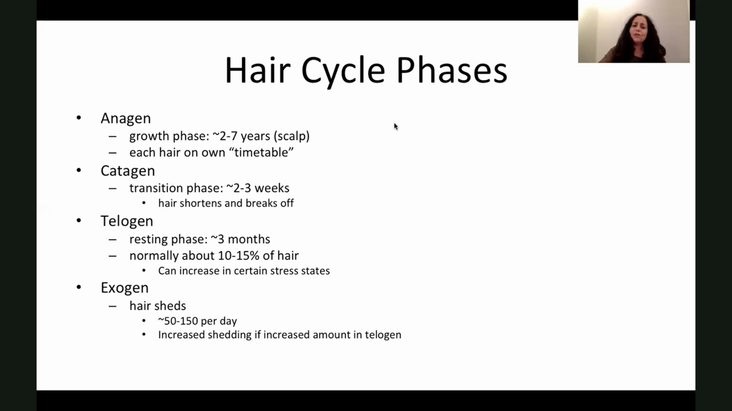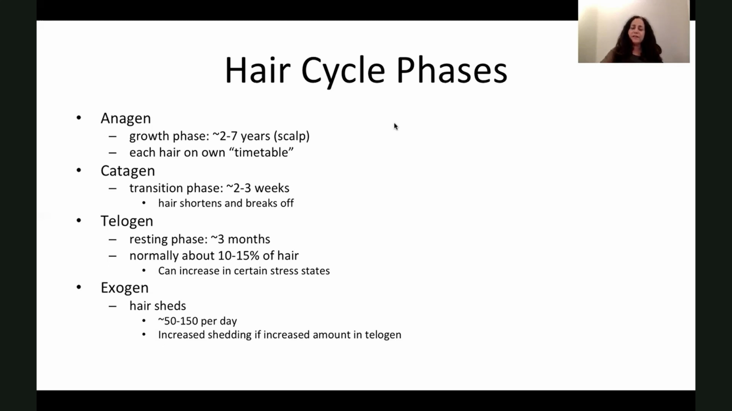Each hair is on its own timetable. If all of our hair follicles were on the same cycle, we would alternate between complete shedding of our entire hair and then regrowth. And there are animals that do manifest that pattern, but we don't. Our hairs are on different cycles, although some of them certainly align on the same growth and shedding cycle.